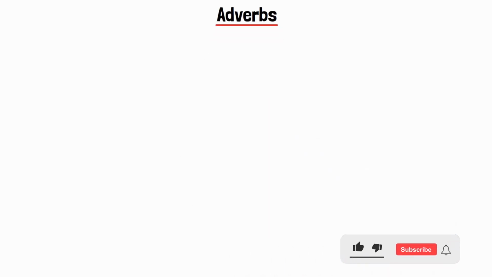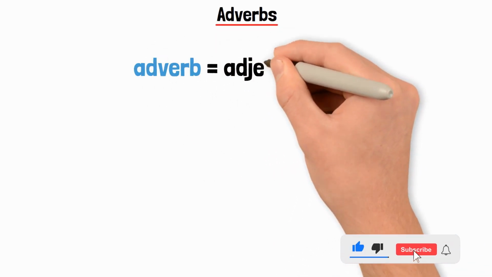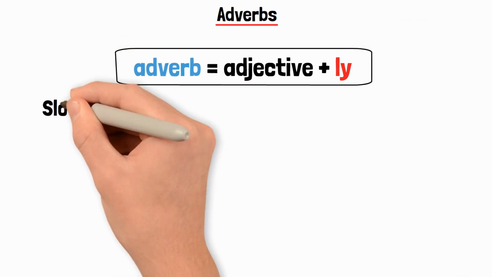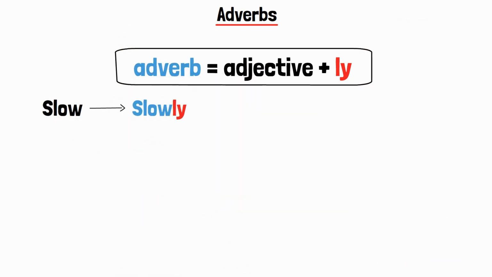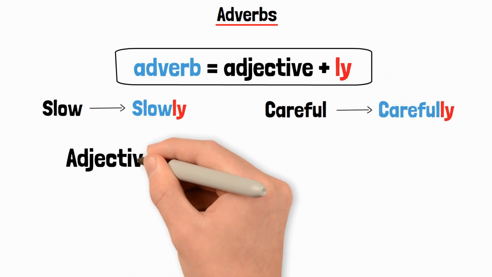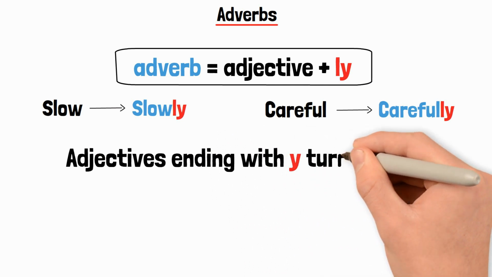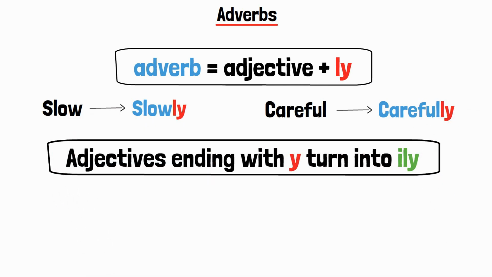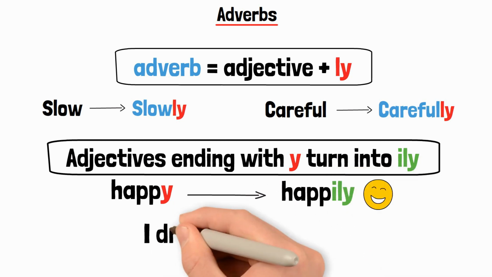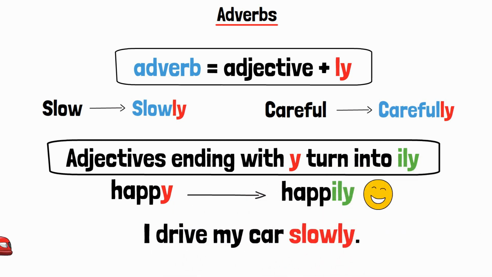To form adverbs, we add ly at the end of adjectives. Slow, slowly. Careful, carefully. Adjectives ending with y turn into ily. Happy, happily. I drive my car slowly.